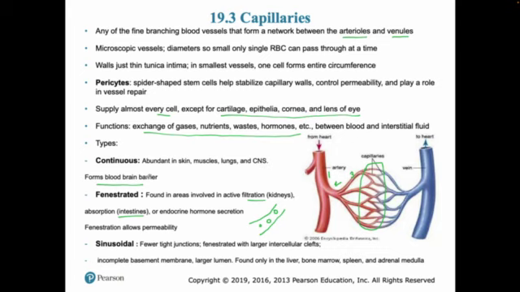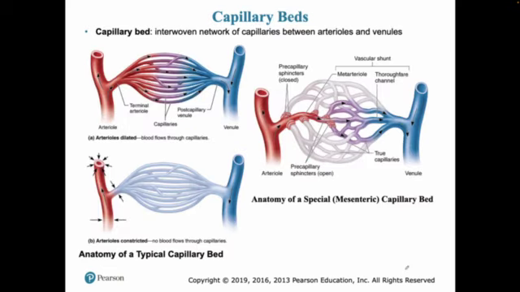And finally sinusoidal, which have very few tight junctions, fenestrated with large clefts. It's found in larger lumens and only found in liver, bone marrow, spleen, this area. Alright, so that's how a capillary bed will look. So this is the capillary bed.